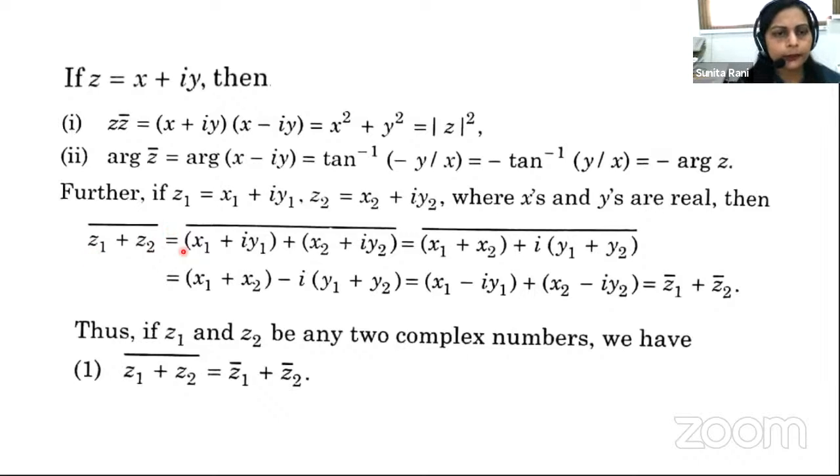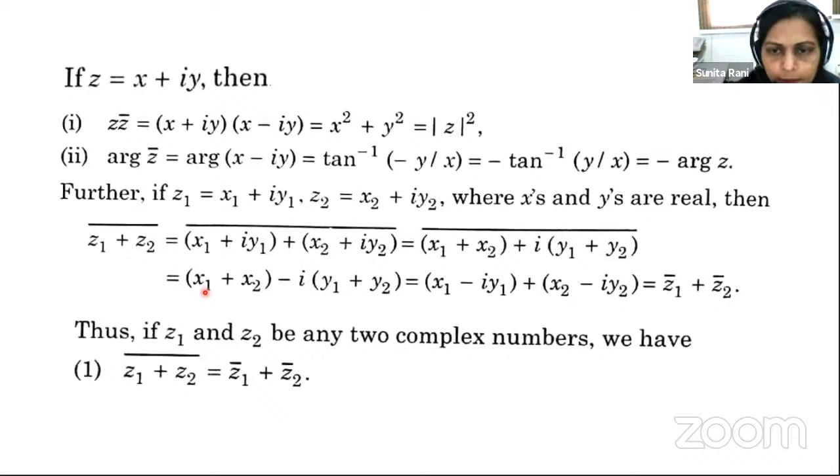Taking the sum of two complex numbers, x1 plus iota y1 plus x2 plus iota y2, and take the conjugate also. Next, simplify it, taking real and imaginary parts separately: x1 plus x2 plus iota (y1 plus y2). Next, this is a conjugate term, that means the conjugate of x plus iota y is x minus iota y. So this becomes x1 plus x2 minus iota (y1 plus y2).